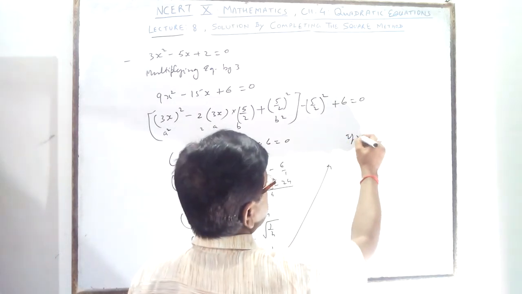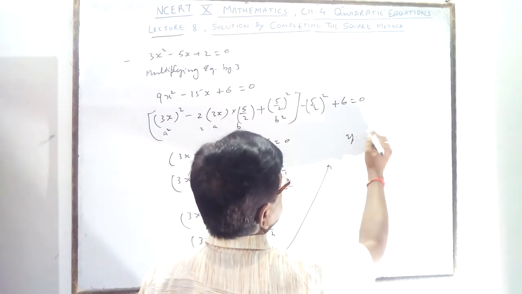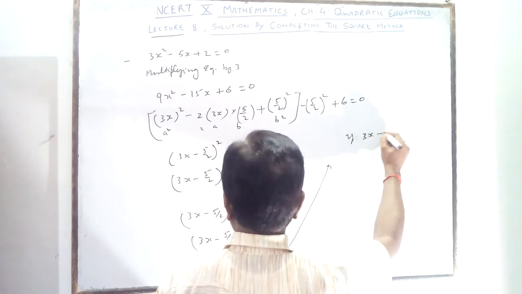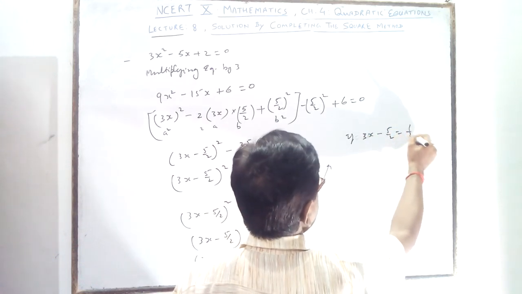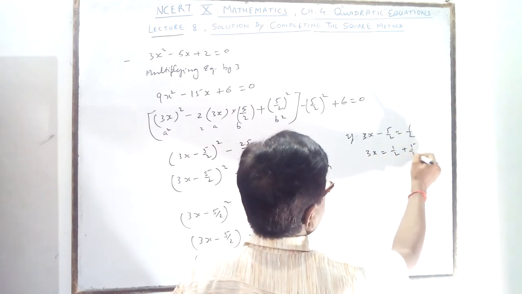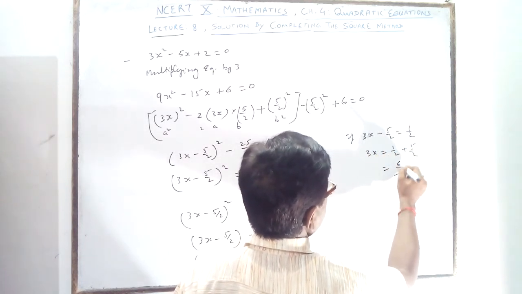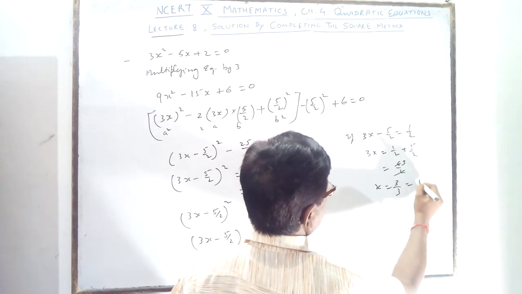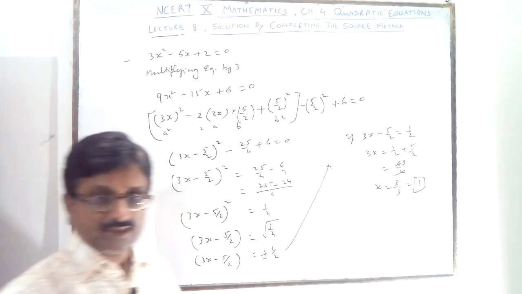If 3x minus 5 by 2 is 1 by 2, then what is 3x? 1 by 2 plus 5 by 2 gives you 6 by 2. 2 3s are 6. x is equal to 3 by 3 is equal to 1. One answer you are getting.